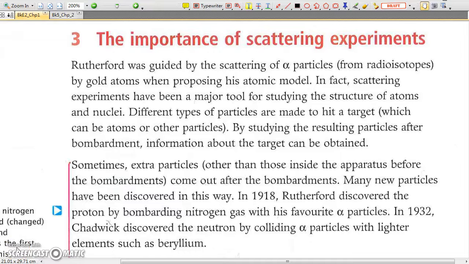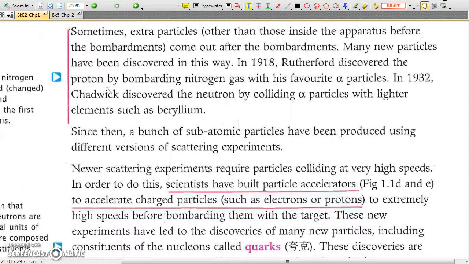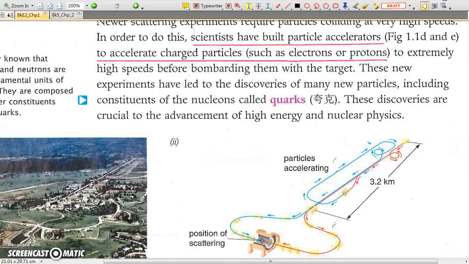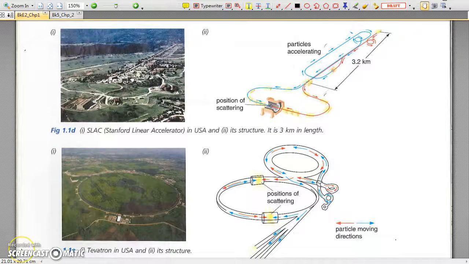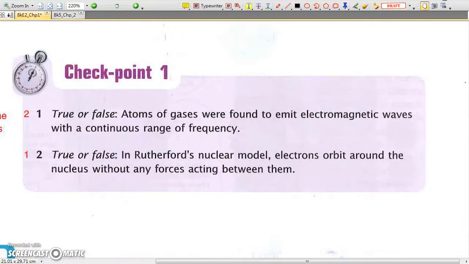Atoms are small, and there's no way to look into an atom. So the only way to study the structure of an atom is by using scattering experiment. Different particles are accelerated to bombard an atom, and some new particles are often found after the bombardments. And that's why the scientists are fond of building large particle accelerators to carry out particle collisions, and in such a way study the structure of an atom. Now try the checkpoint below.